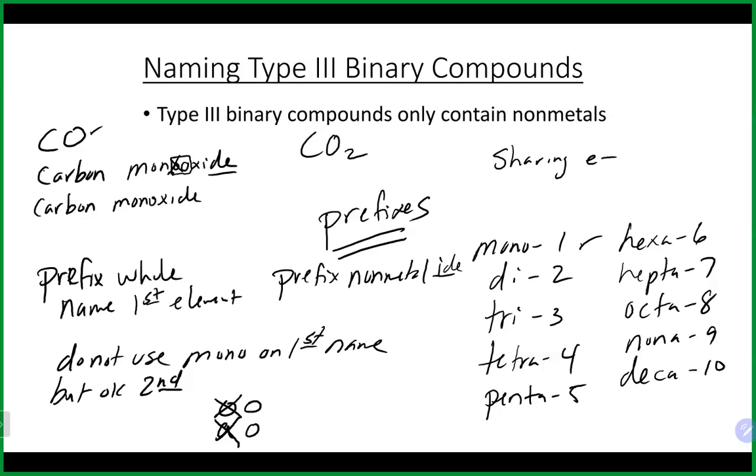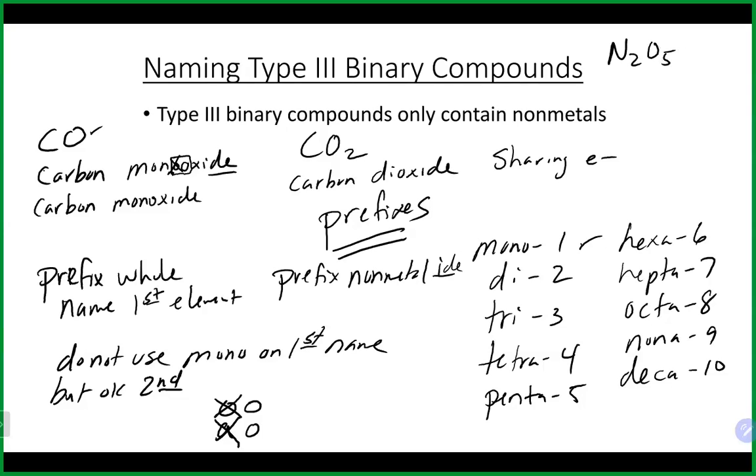C is carbon, which is a nonmetal. O is oxygen, which is a nonmetal. This should be called what? Carbon. And there are now 2 oxygens. This now will become carbon dioxide, yeah?